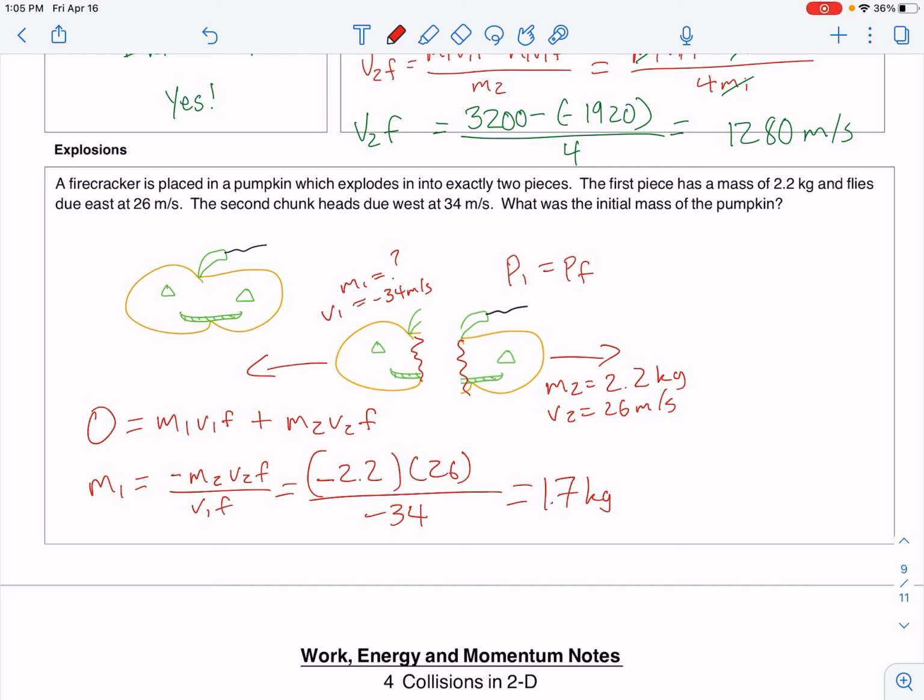Now, knowing this, I can figure out my total mass. Mass 1 plus mass 2. I'm already given that one side of the pumpkin was 2.2 kilograms, the other was 1.7. So my total mass is 3.9 kilograms. Now, keep in mind, this is not going to be perfect because obviously we would have lost some chunks within that explosion, but generally, in a perfect world, from a physics perspective, that's how we would calculate that out.